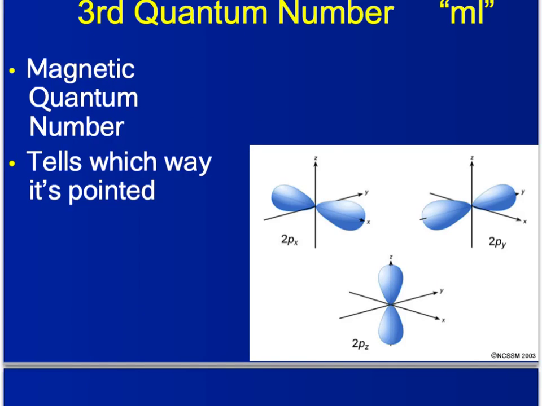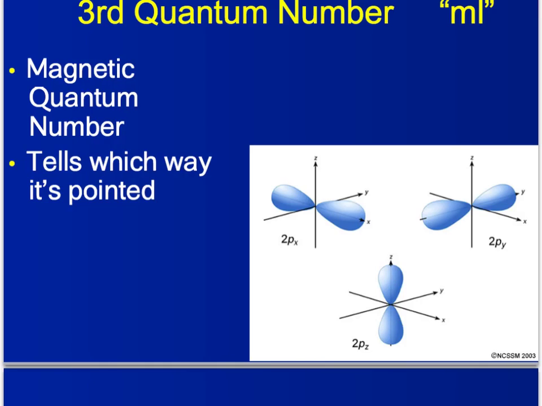So let's quickly go ahead and review the quantum numbers that we have so far. Quantum number 1 tells us the distance that the electron is most likely going to be found away from the nucleus. The second quantum number tells us the shape, or the more specific location where we might find the electron. And now this third quantum number is represented by ml. We call this the magnetic quantum number, and it's going to tell you which way it is pointed.